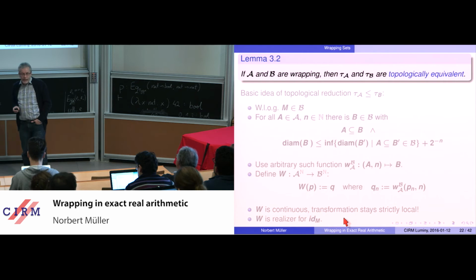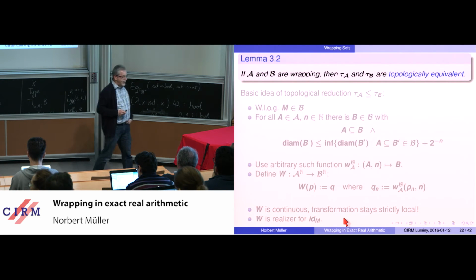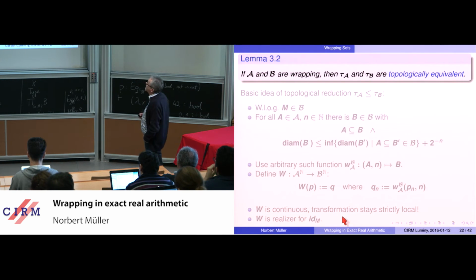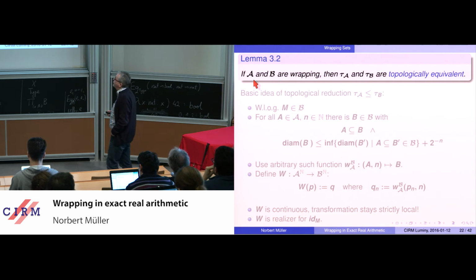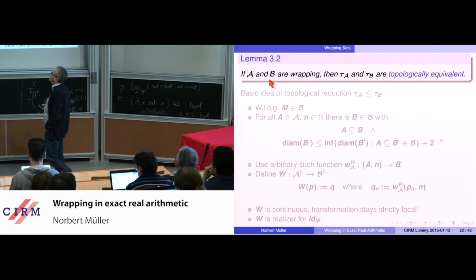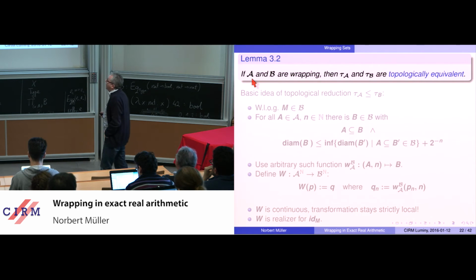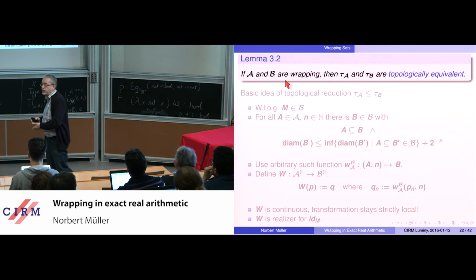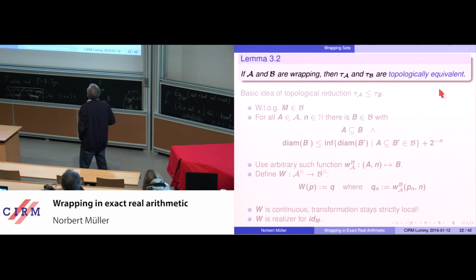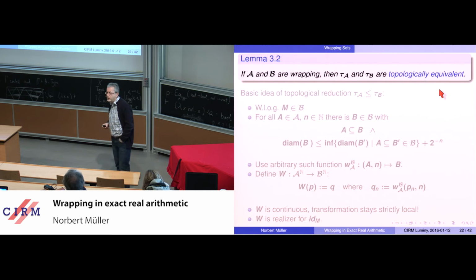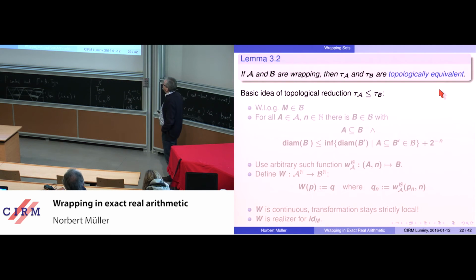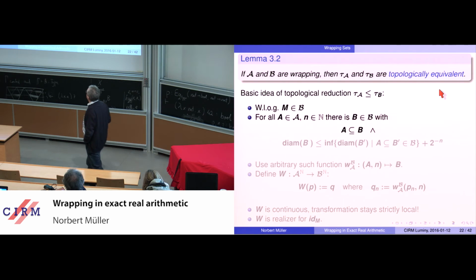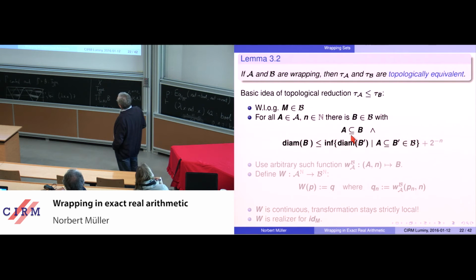Now, there are many ways to do this. And if we compare those ways, if we have two ways of representing elements of M, and both of them are wrapping, they have this property that we get arbitrarily close to a point, then they are already topologically equivalent. So they are not so different, and the idea is not too complicated in the proof. I will skip the details and just tell you the idea.